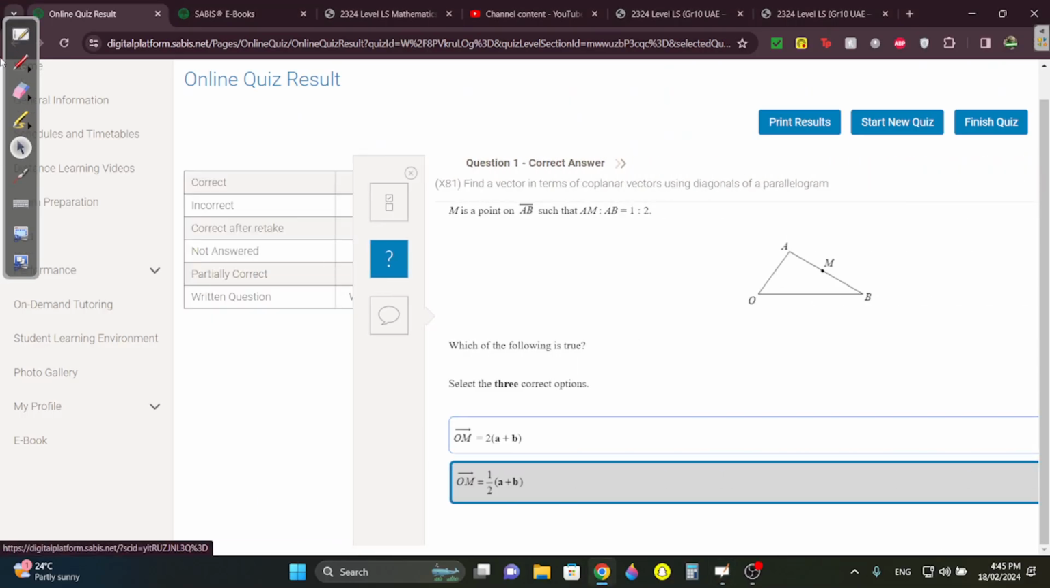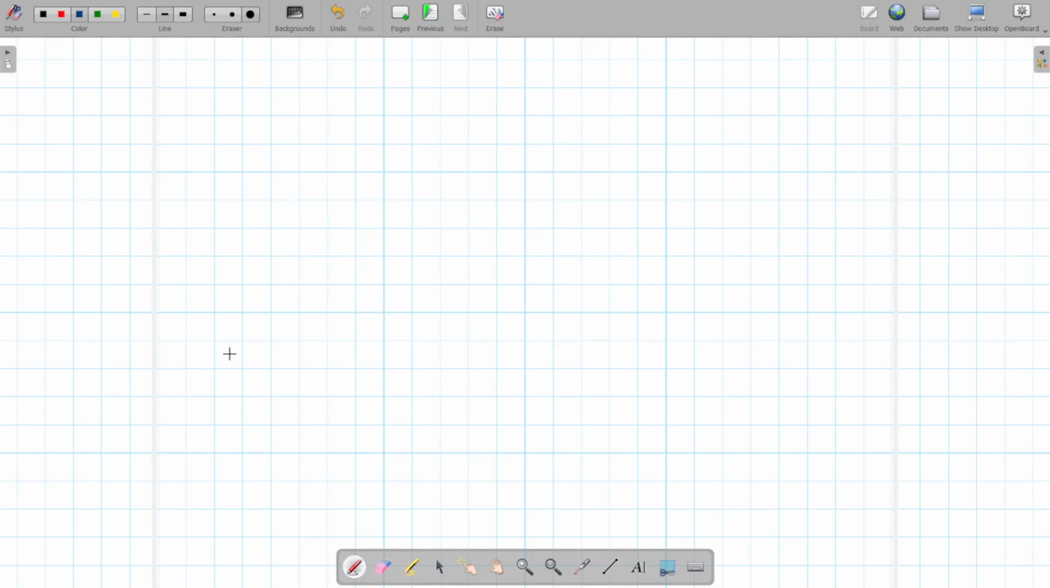How do you add vectors? If I have vector a, like this, and I want to have vector b, I want to add vector a plus vector b. How do you do it? You do it like this. You draw vector a and you connect vector b to vector a. So you connect it like this.